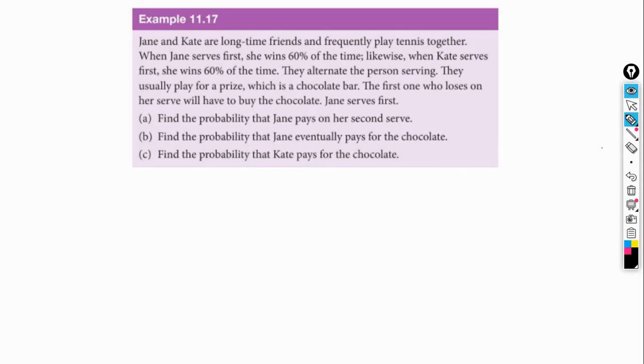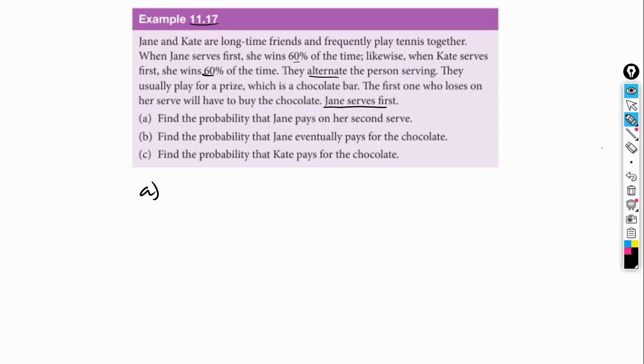So next we have example 11.17, and it says, Jane and Kate are longtime friends and frequently play tennis together. When Jane serves first, she wins 60% of the time. Likewise, when Kate serves first, she wins 60% of the time. They alternate the person serving. They usually play for a prize, which is a chocolate bar. The first one who loses on her serve will have to buy the chocolate. Jane serves first.